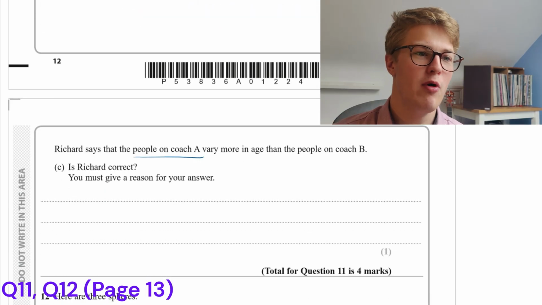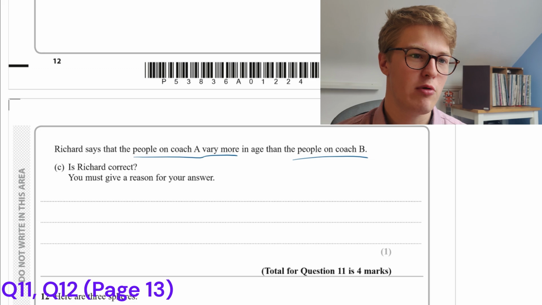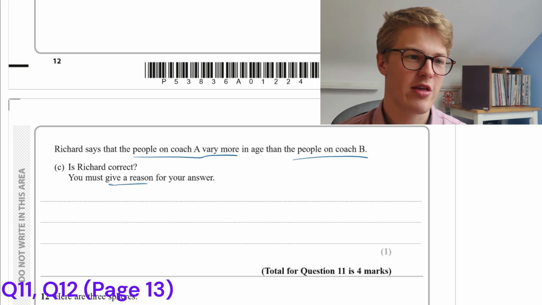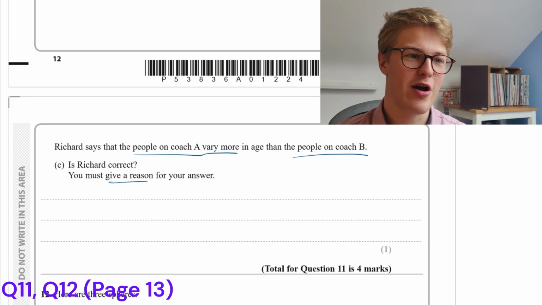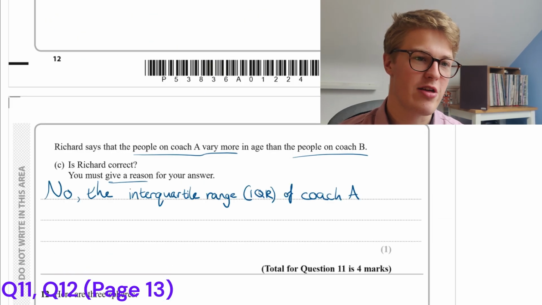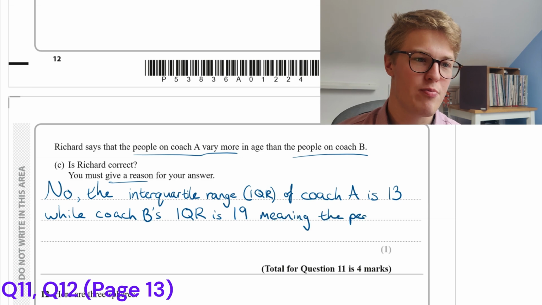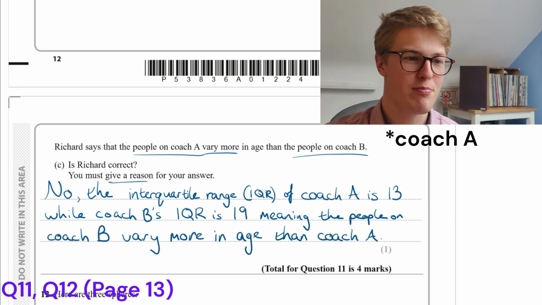Richard says that the people on coach A vary more in age than the people on coach B. Is Richard correct? You must give a reason for your answer. I said no, because the interquartile range of coach A is 13, while coach B's interquartile range is 19, meaning the people on coach B vary more in age than the people on coach A.